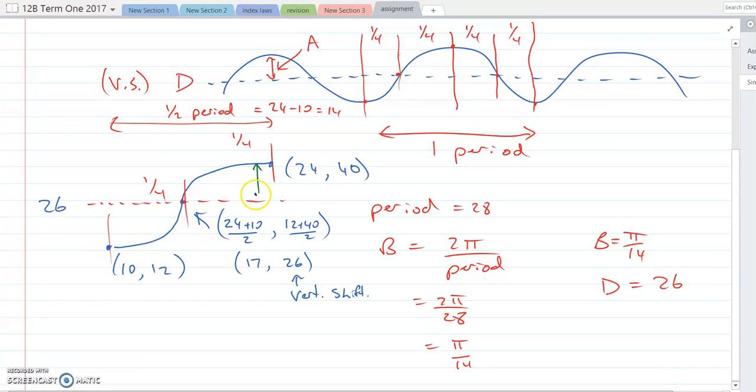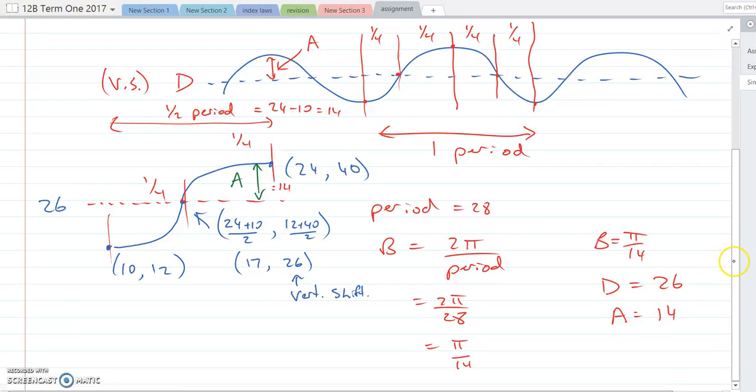A, amplitude. This distance is my amplitude. That distance, the vertical, is from 26 to 40, so that is 14. So A equals 14. The only thing left to find is the horizontal shift.